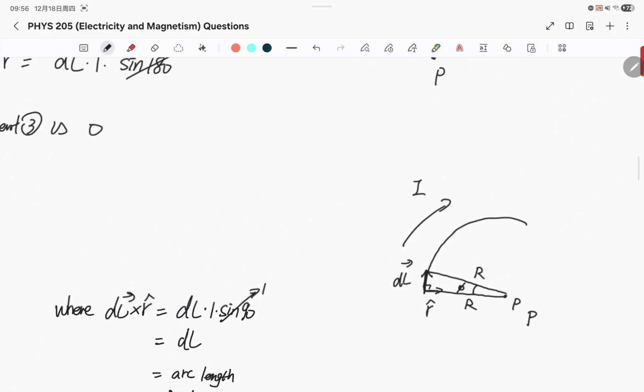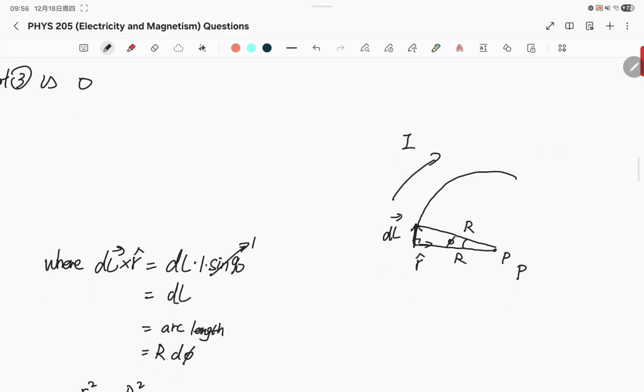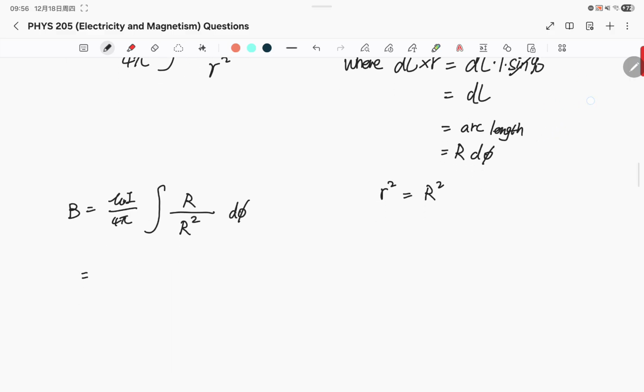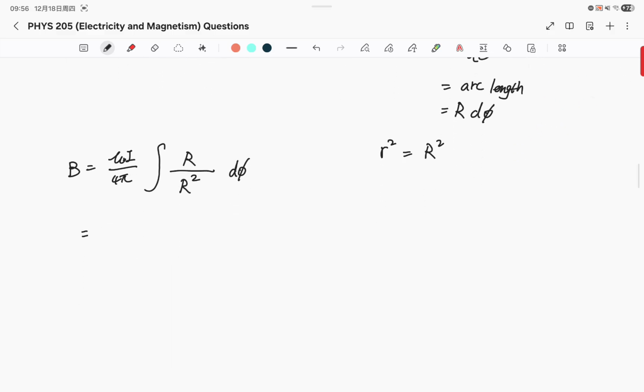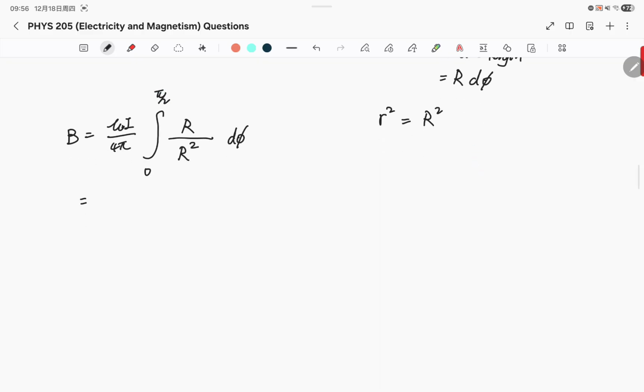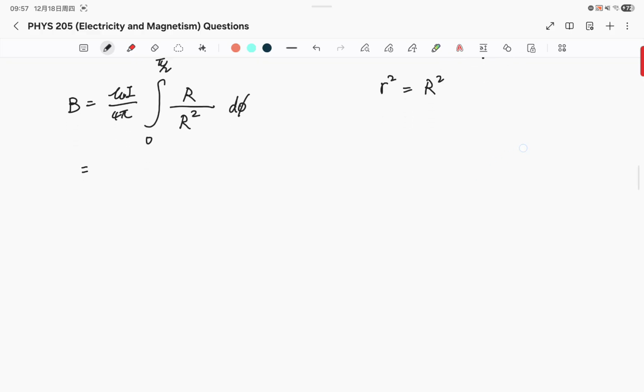Also, we're going to need to find the integral bounds. And we are given 1/4 of the circle. So this is 0 to pi over 2. Remember, a full circle is 2 pi, so a half circle is pi. Half it again, 1/4 is pi over 2.